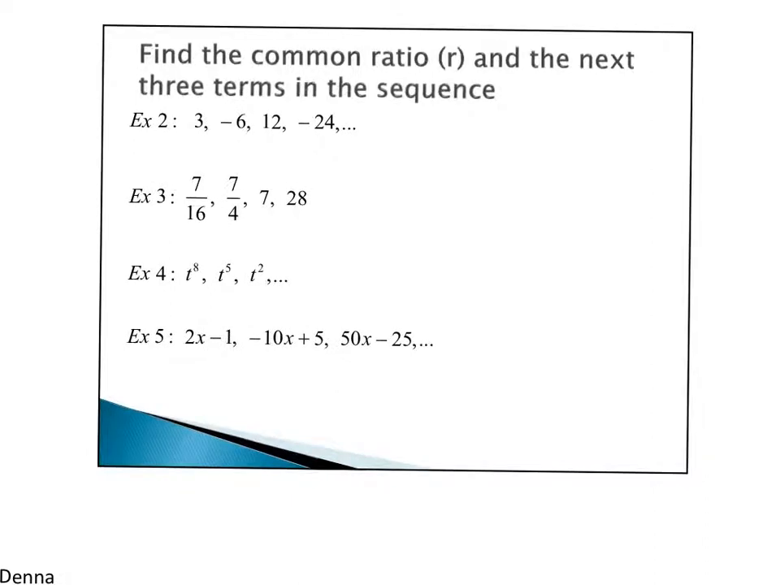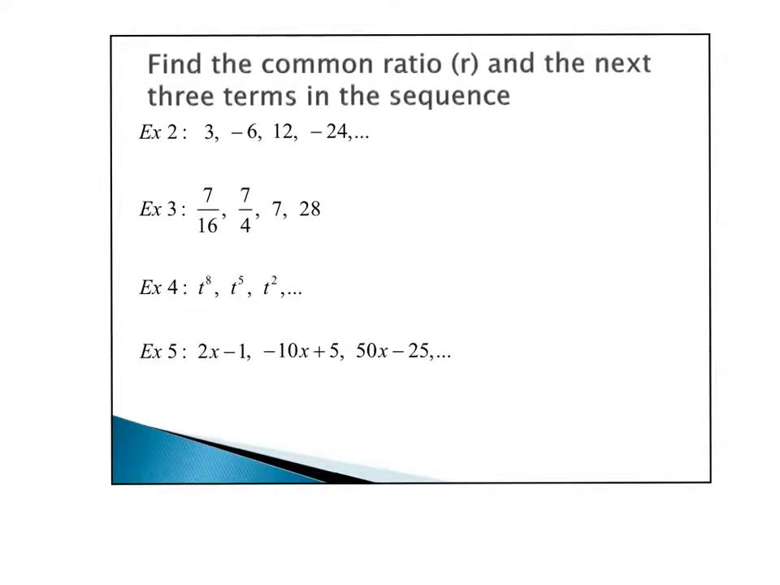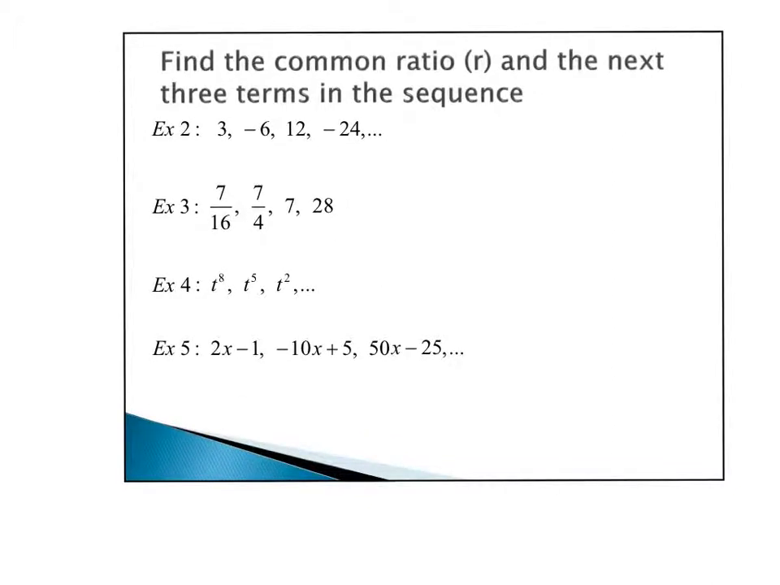Alright, so for our first set of examples, we are going to find the common ratio and the next three terms in the sequence. Alright, so when I look at example 2, I can see to get from one term to the next, I am multiplying by negative 2. So in these problems, I can say my r value is negative 2, and that would mean that my next three terms are going to be positive 48, negative 96, and positive 192. Alright, pause the video and try the next three on your own.